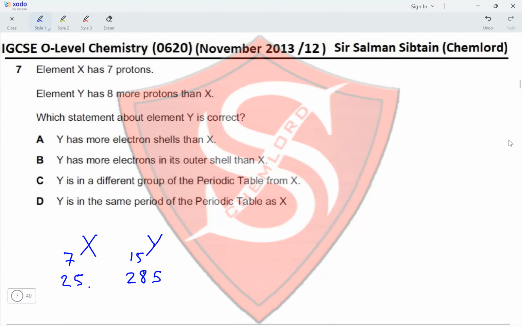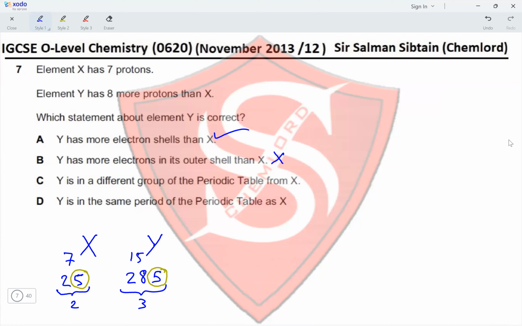So there are 2 electron shells in X and 3 electron shells in Y. So Y has more electron shells than X. This is correct. Next, Y has more electrons in its outer shell than X. Okay, so we have the outer electrons as 5 in X and 5 in Y. So they are the same. So that makes statement B incorrect.